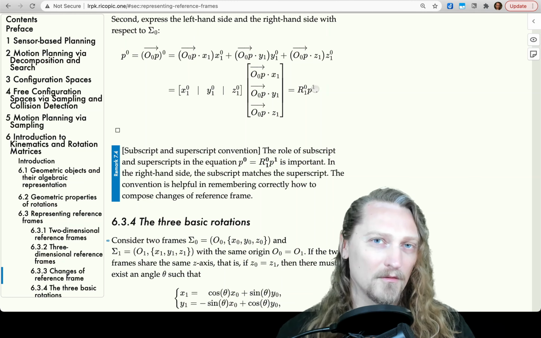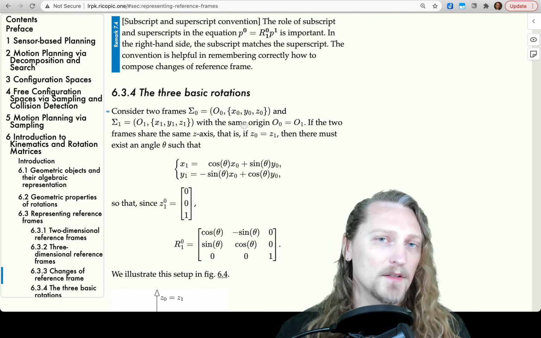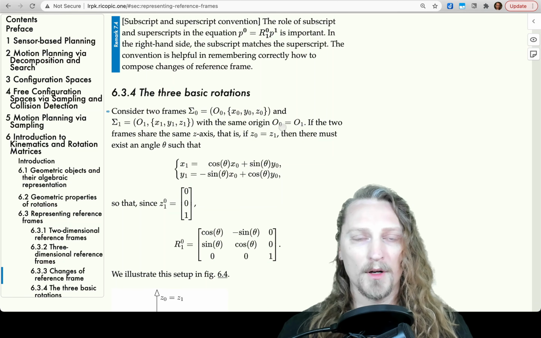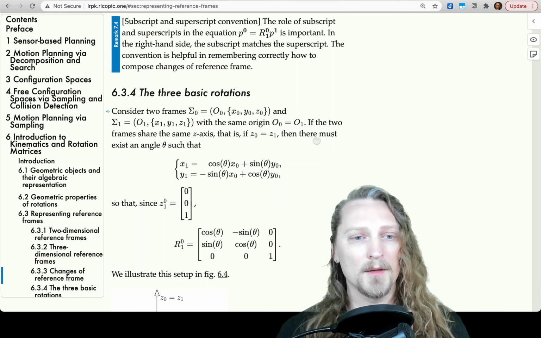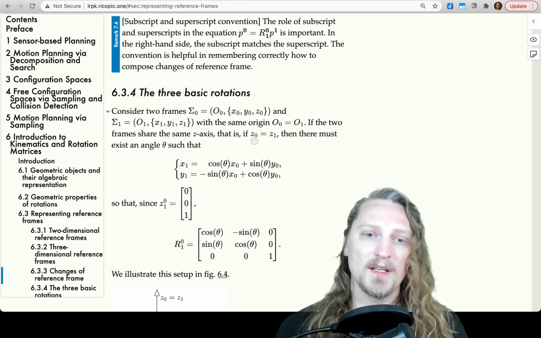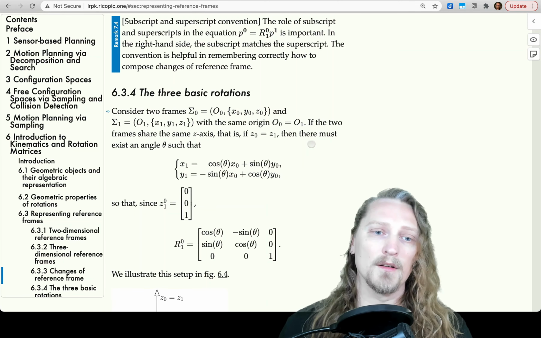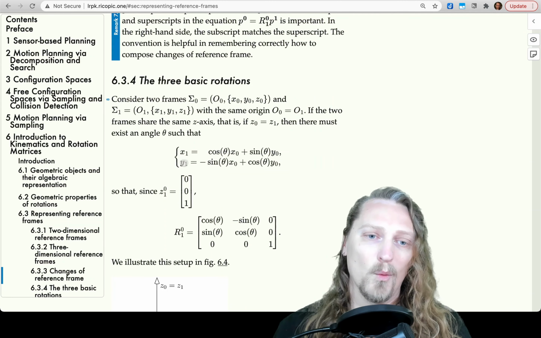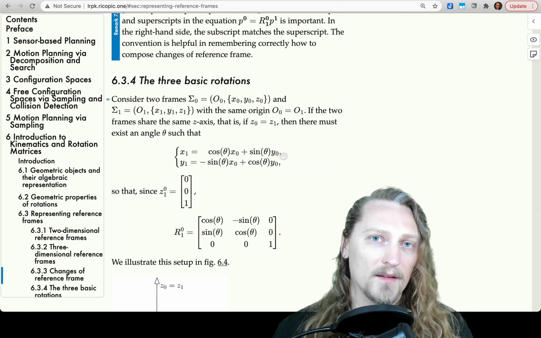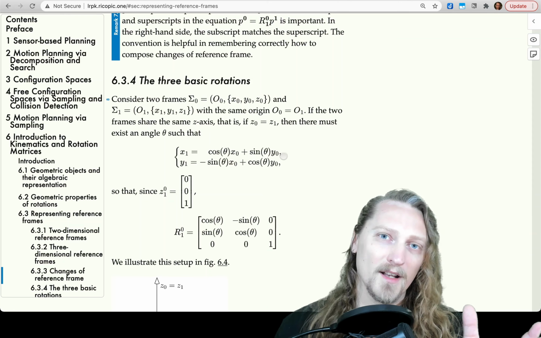So that's a nice way to remember it. The three basic rotations. Consider two reference frames, again, sigma 0 and sigma 1, with the same origin as before. If the two frames share the same z-axis, that is, if z0 is equal to z1, then there must exist an angle such that x1 and y1 are related to x0 and y0 in this way. So this is just the 2D or the planar rotation that happens, right?